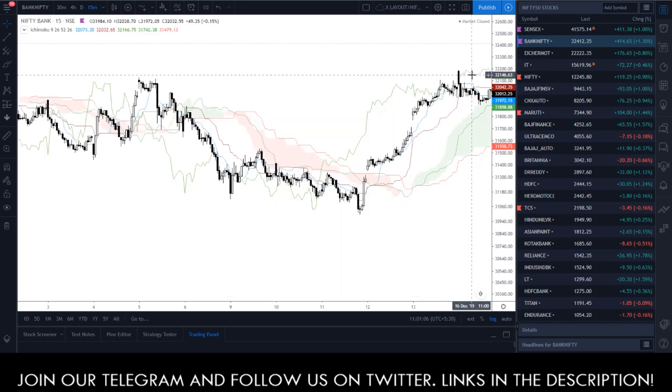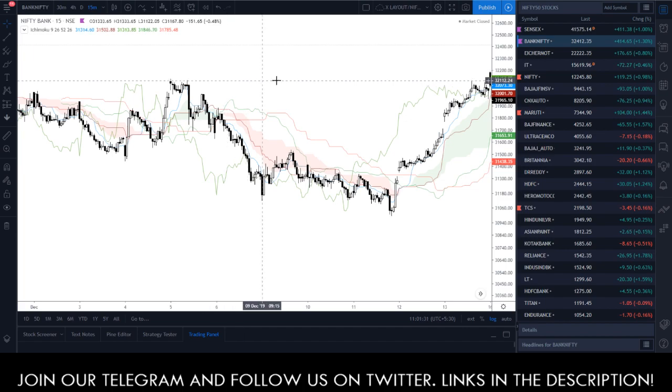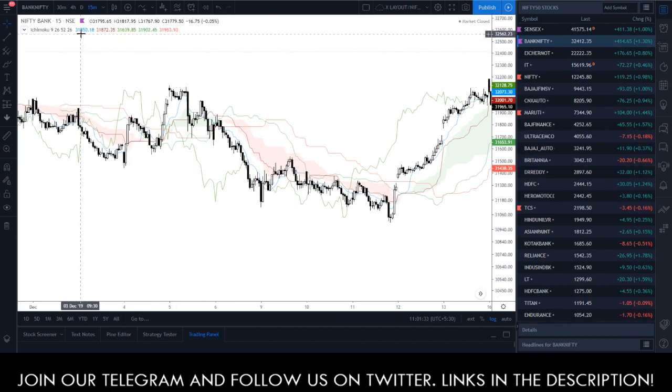So here we have our Ichimoku Cloud. It looks very complicated, but trust me, it is one of the most simple indicators. Complicated in the sense that it looks complicated, and also the settings are a bit difficult to use. So first of all, we are going to see how the settings work, right?